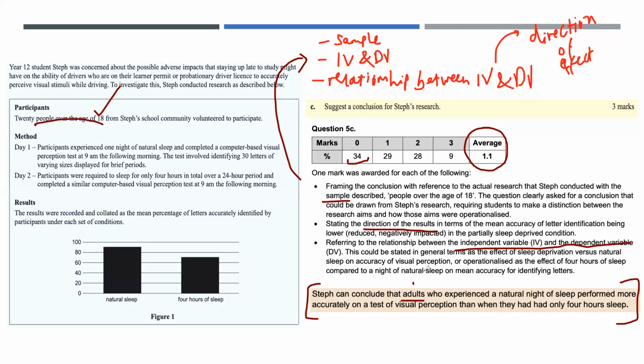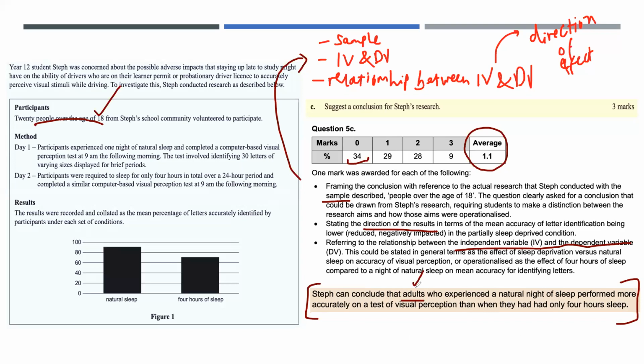Okay, people over the age of 18 can be called adults as well, who experienced a natural night of sleep, performed more accurately on a test of visual perception, or who had increased performance on a test of visual perception compared to participants who only had 4 hours of sleep. So that's it. That's the conclusion.